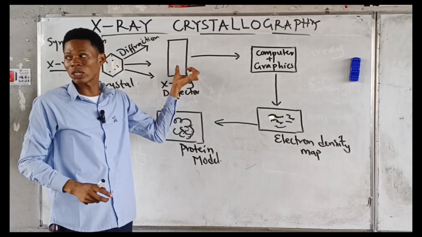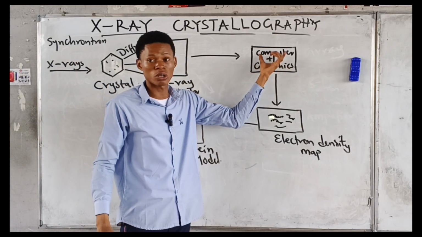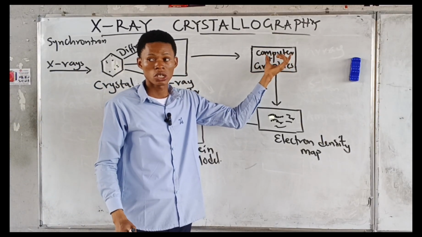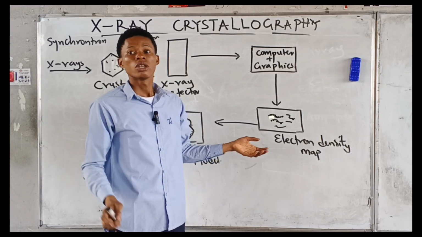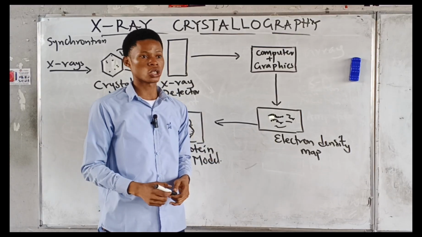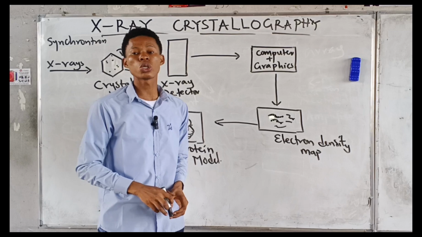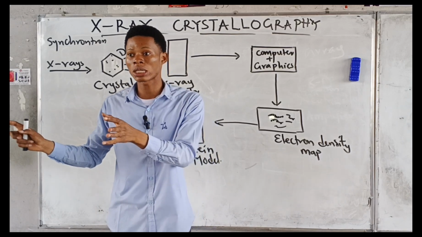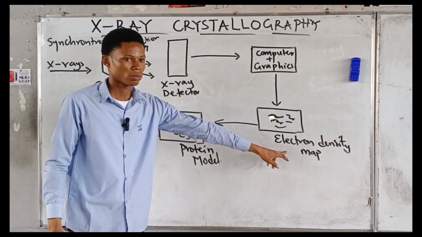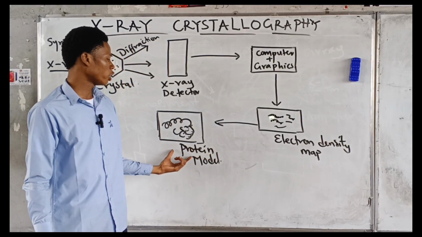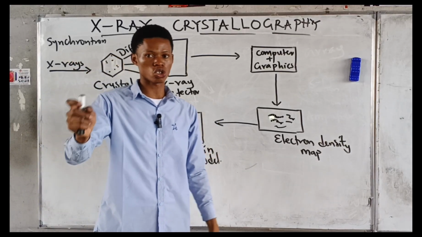So that diffracted X-ray will be analyzed by computer graphics, turning into something you see, an electron density map. You can actually see this electron density map on the screen. But still, you cannot use it to say, okay, this is the molecule, this is this. But from the electron density map, we can use it to determine our three-dimensional structure.